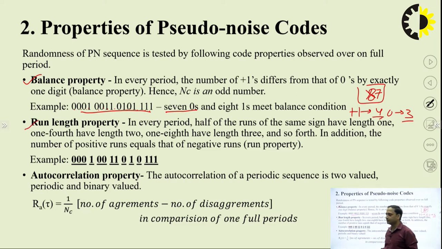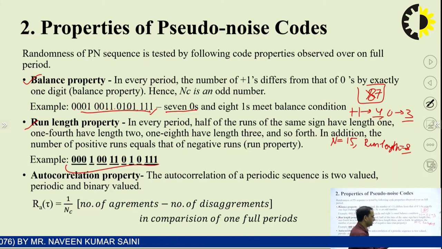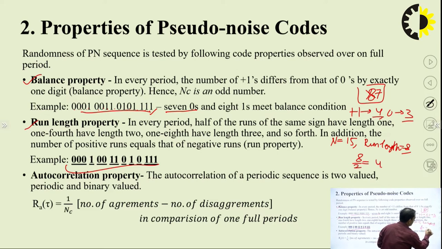Then we have the run length property. In every period of the PN sequence, we take the same example of a 15 bit PN sequence, where n is equal to 15. According to this run length property, one half of the runs are of the same size. Just think about it. If the total number of runs is 8, then one half, 8 by 2, that is 4, will be of length 1. Length 1 means only a single 1 or only a single 0, with no sequence of 0 0 or 1 1 like that.